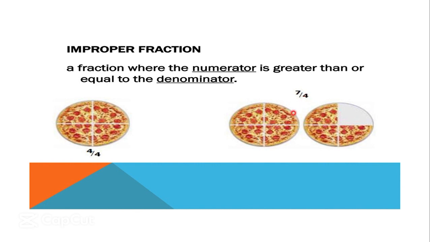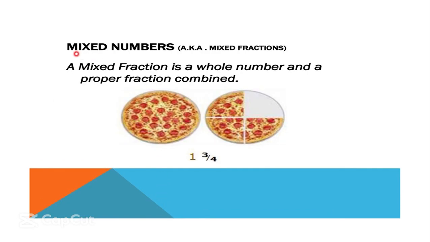Okay, and the last kind of fraction is what you call mixed numbers, also called mixed fractions. These are fractions in which a whole number is combined with a proper fraction. You already know what a proper fraction is. That means our numerator is less than our denominator. So if there is a combination of a whole number and a proper fraction, that is now called a mixed number or mixed fraction.